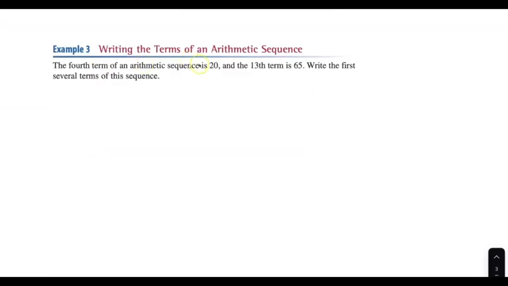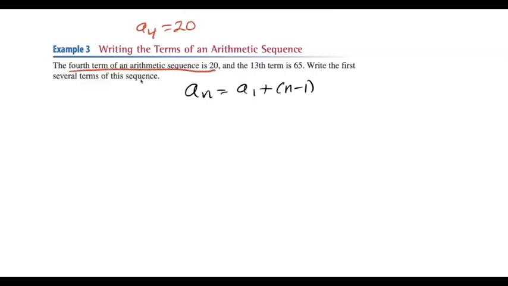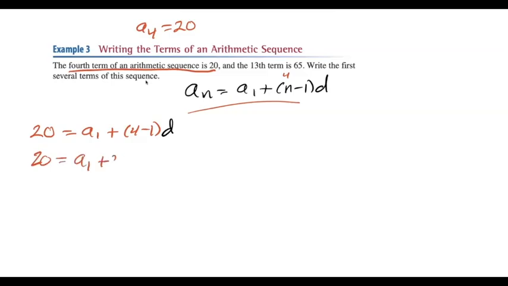Now how about this one? The fourth term of an arithmetic sequence is 20, and the 13th term is 65. Write the first several terms of the sequence. Big jump. Here's our arithmetic sequence formula. They're telling us that the fourth term is 20, so A4 equals 20. When I plug in 4 for n, it's equal to 20. 20 equals A1 plus 4 minus 1 times d. In this case, we get 20 equals A1 plus 3d.